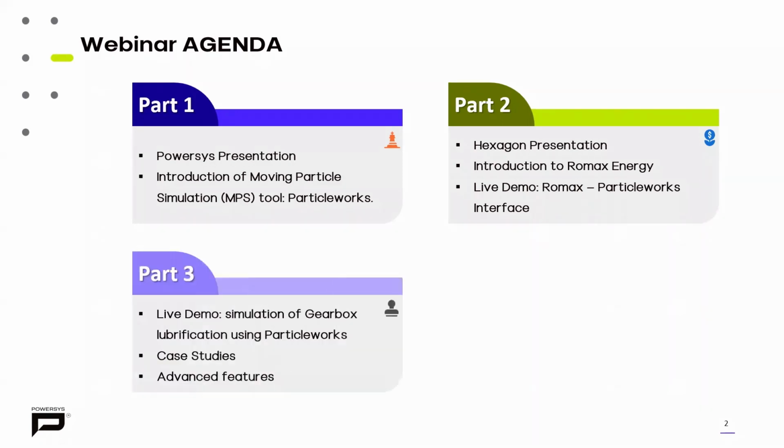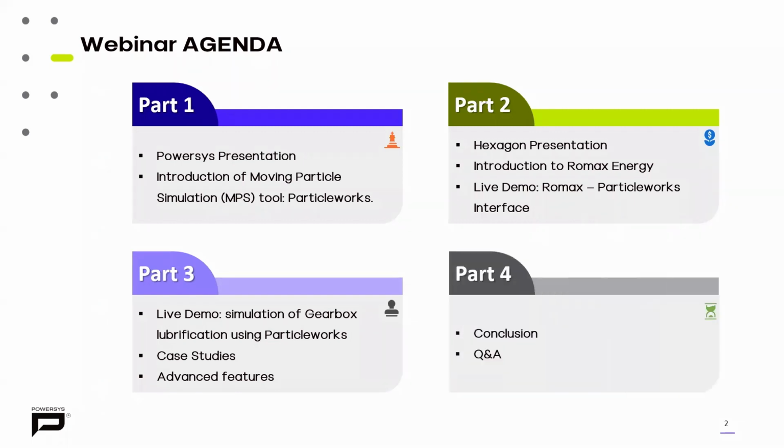In the next part, part 3, I will then show you the demo on Particleworks, how the model that Rob exports from Romax can be easily run in Particleworks in order to check the oil flow distribution. Then I will also present some study cases and some advanced features of Particleworks. At the end, we will do some conclusion, and we will try to reply to your different questions. Okay, then let's go to the first part.